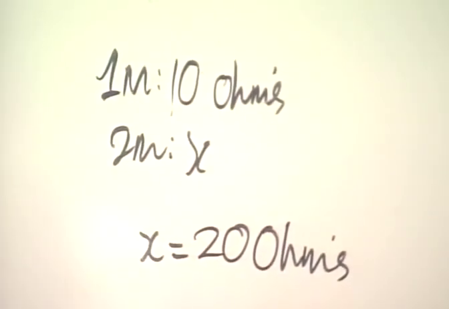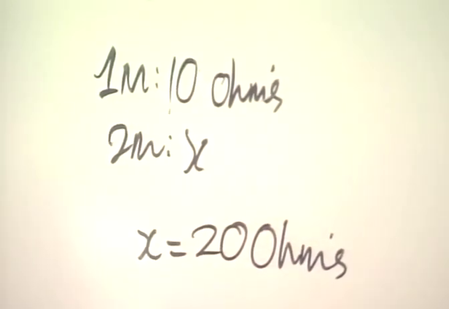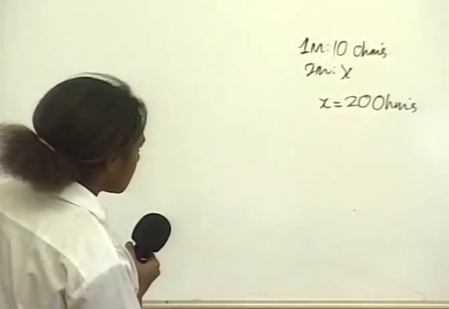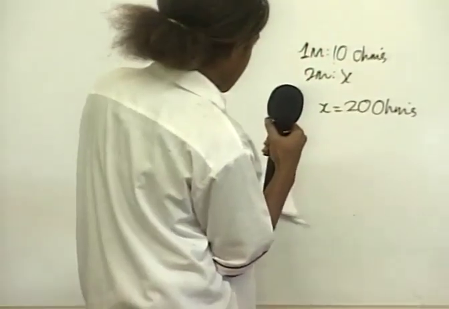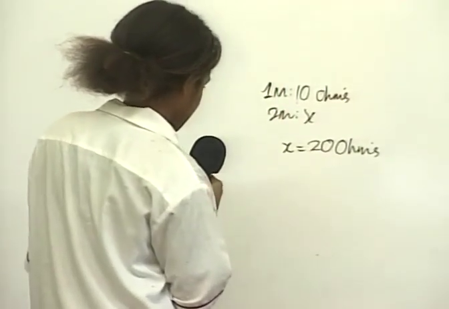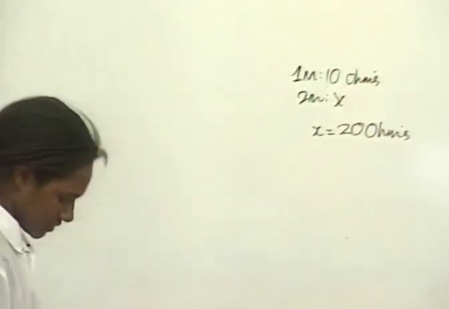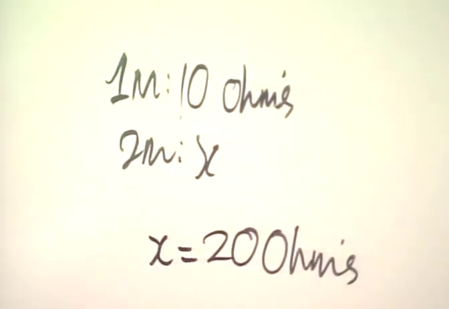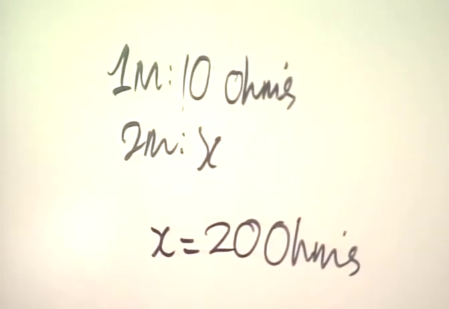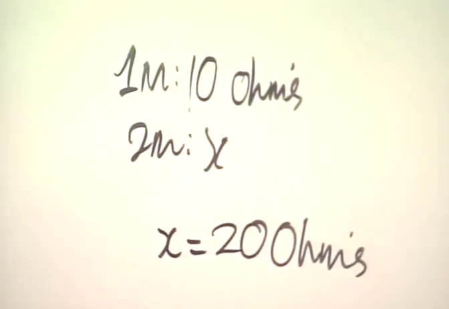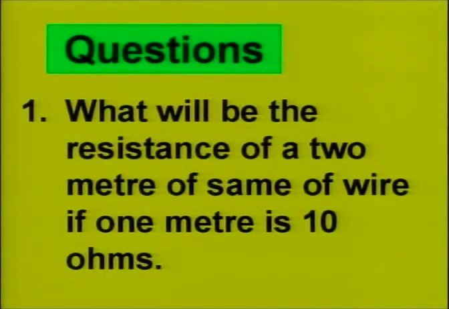The question is asking for the resistance of a 2-meter wire, given that 1 meter is equal to 10 ohms. I represented the unknown by X, and to find the resistance, you cross multiply 2 by 10 to give 20 ohms. All right. We'll wait for the next answer, and then we'll go through together on that.